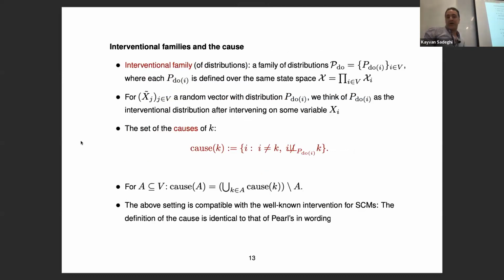But okay, now we are at the main part of the talk where I try to explain the setting we are proposing. Any questions so far?